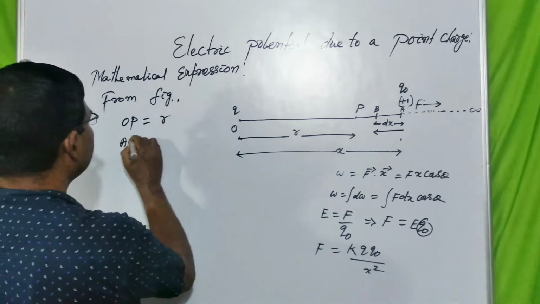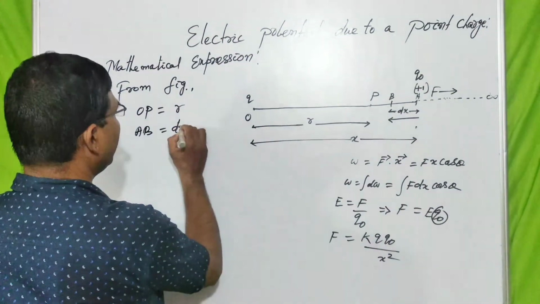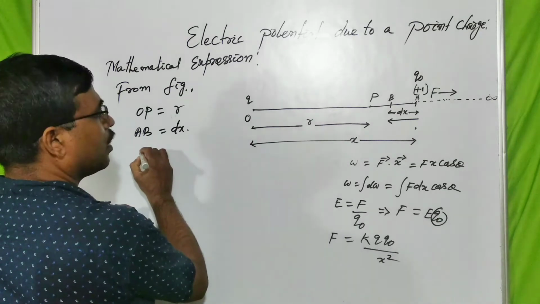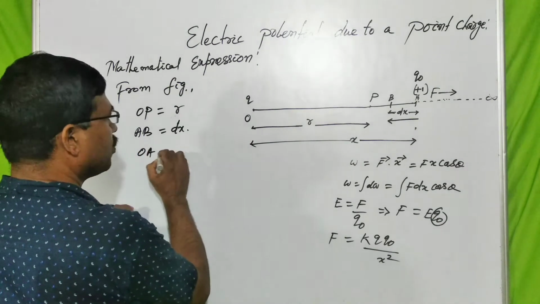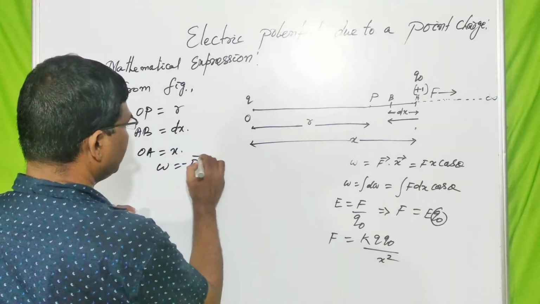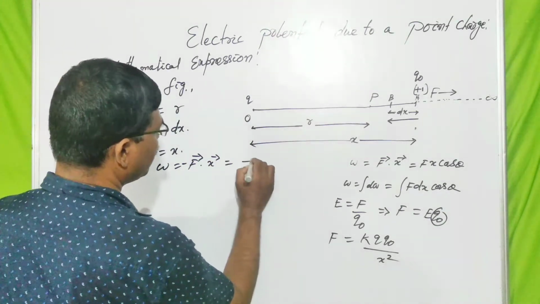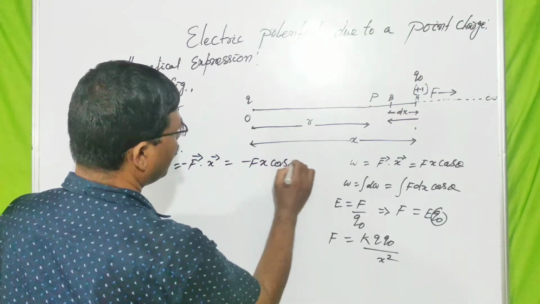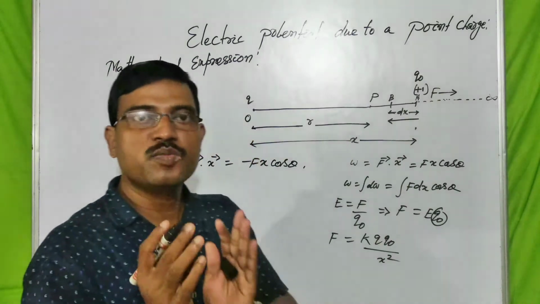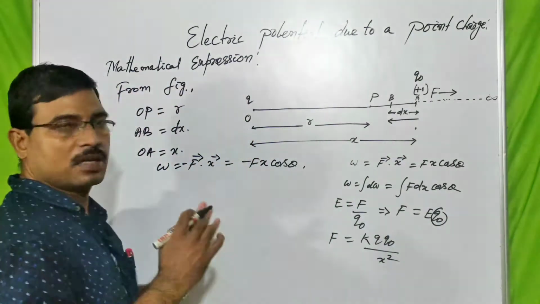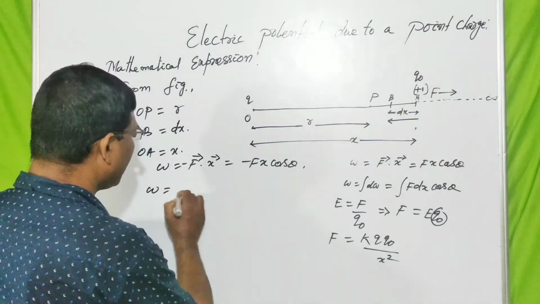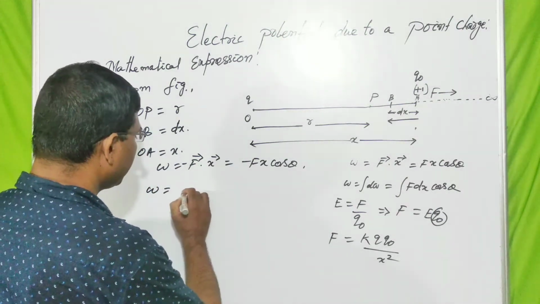AB is equal to dx, and OA is equal to x. W is equal to minus Fx cos theta. Okay, so you will write this one. As the charge is moving from A to B, there is a small displacement. So W is equal to this one. You can write this one.